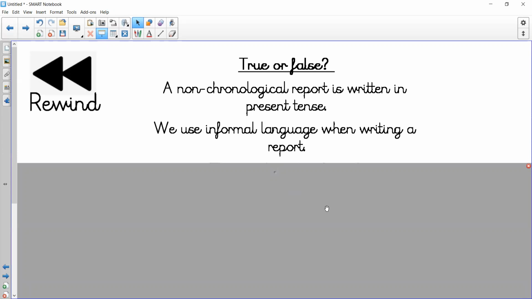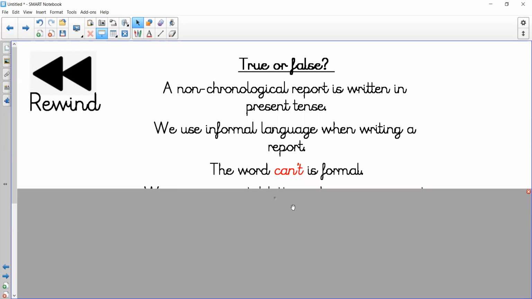Next question that we've got. We use informal language when writing a report. True or false? Again, this one is false. We're using formal language when writing a report. So that means that we're not writing to our friends. We're writing as if we're writing to the Queen, or even better, Miss Hersey. And we are not using those contracted words. So things like can't and shouldn't, we're not having. We're making sure we've written out the full words that we need.